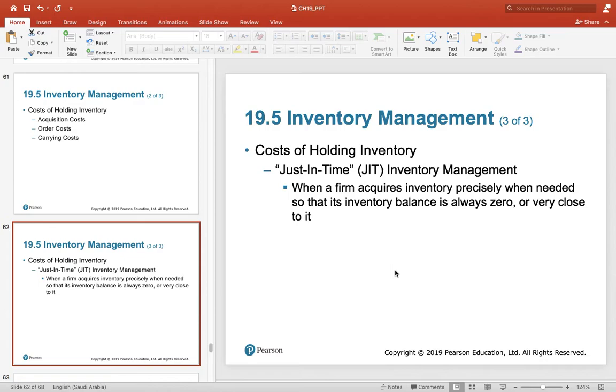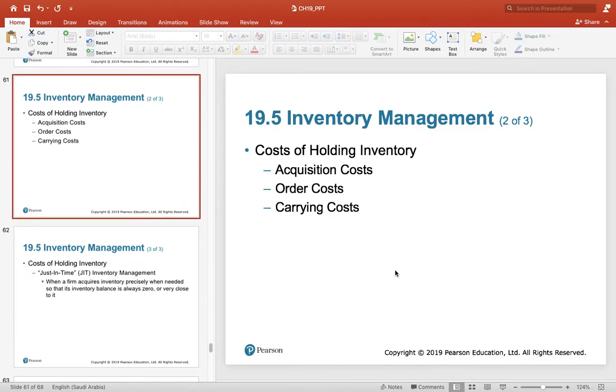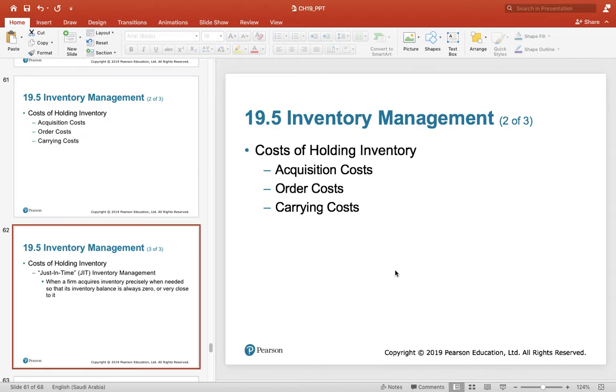Simply you make an arrangement in such a way that the inventory will reach you in no time, very quickly. In that case, what happens? You need not hold the inventory for a long time in the warehouse. No carrying cost. No ordering cost. Why?